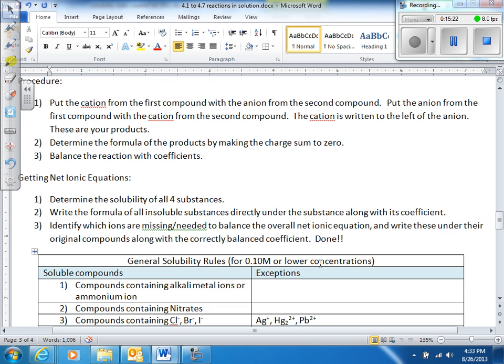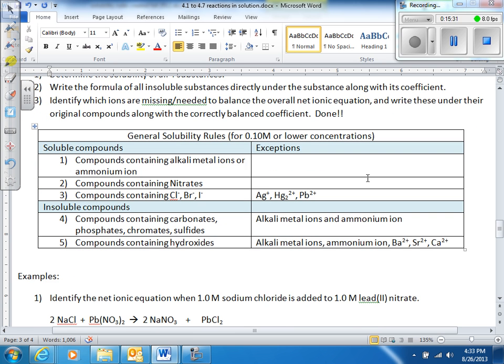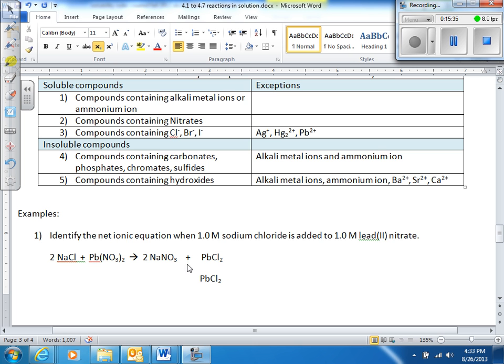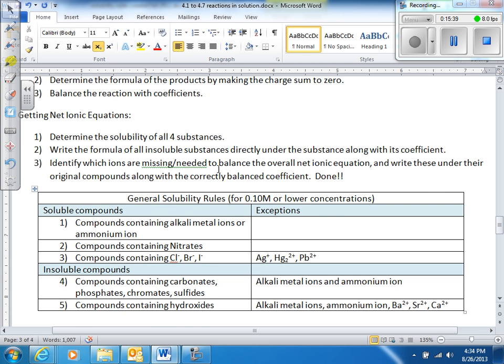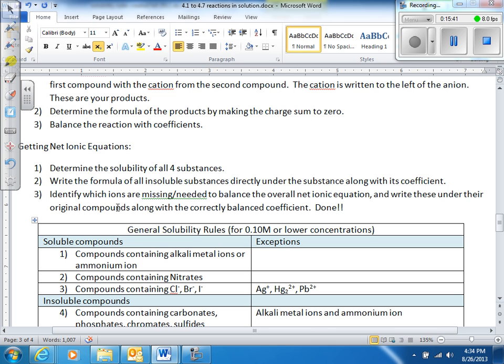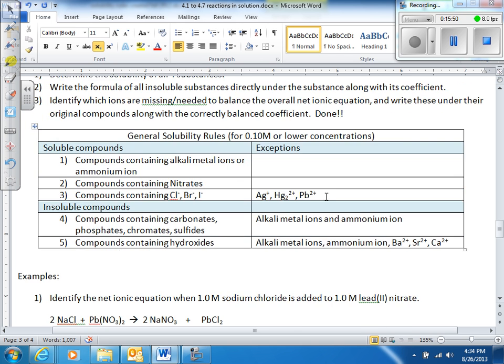So our information says, write the solubility of all 4 substances. We've done that. Write the formula of all insoluble substances directly under the substance along with its coefficient. I'm going to do that now. You can do that on your own. Okay, that's done. This is the only insoluble substance. And then it says, identify which ions are missing or needed to balance the overall net ionic equation. Write these under their original compounds along with the correctly balanced coefficient.